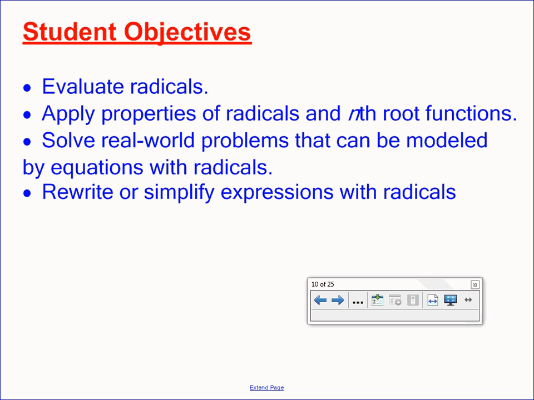Okay, ladies and gentlemen, now let's focus in on our content objectives for the day. By the end of today's class period, you're going to be comfortable evaluating radical expressions without the use of a calculator, exactly and algebraically, through your knowledge of nth powers. And so you need your half sheets, because we're going to have to simplify our radicals without the use of a calculator.